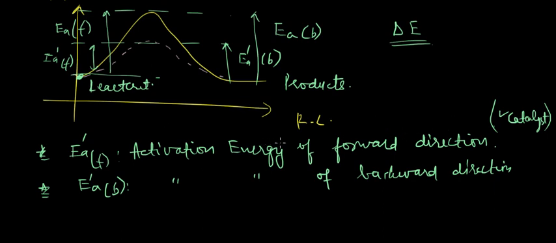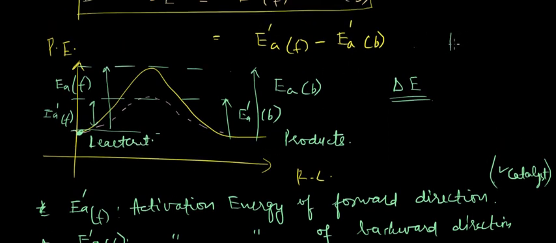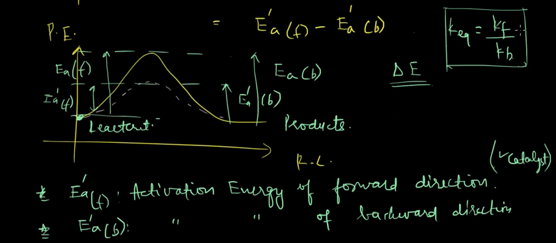Similarly, since this is an equilibrium reaction, we can write K equilibrium equals KF upon KB. The K equilibrium remains the same whether we add catalyst or not. Why is this the case? Because the catalyst increases KF and KB in equal proportion, hence K equilibrium has no change. As both KF and KB increase due to the presence of catalyst, K equilibrium remains the same. This is a very important point to keep in mind.